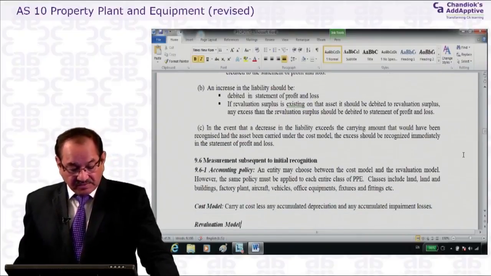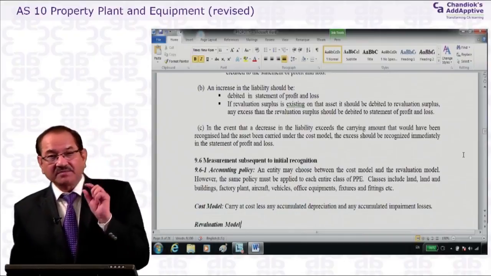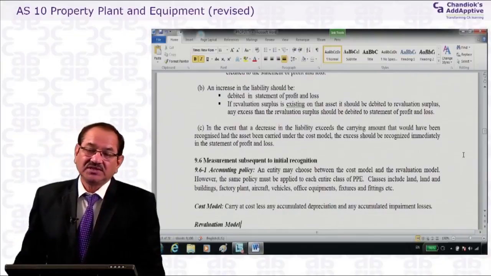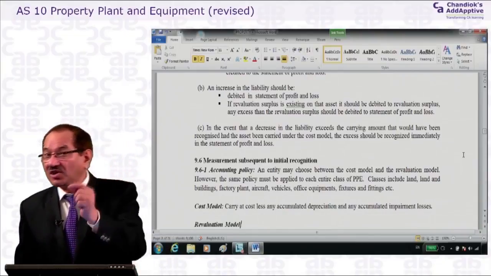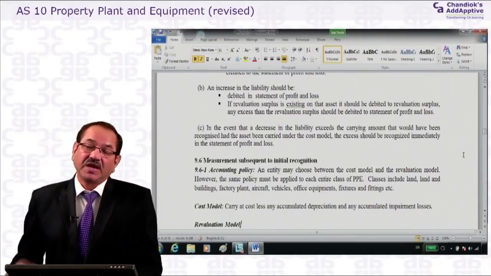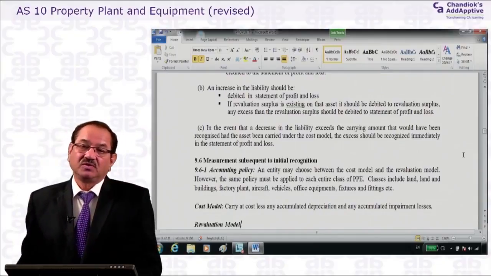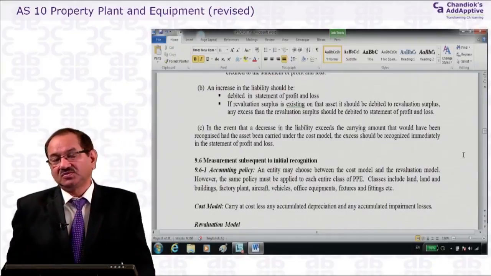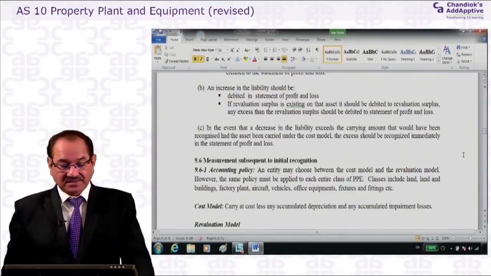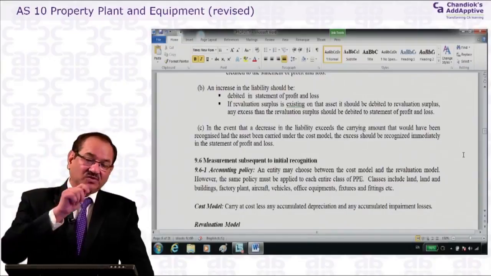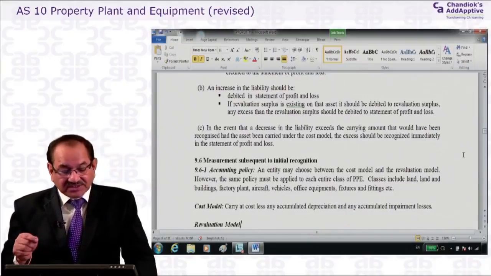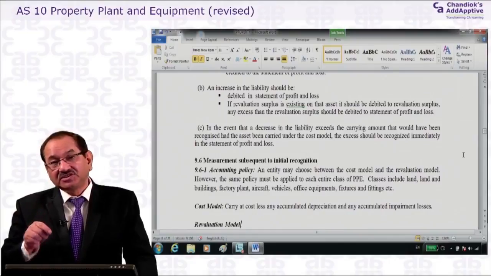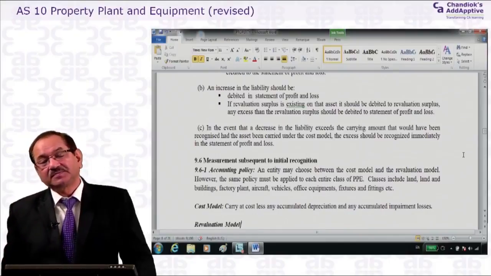Now we will go to, we have in the initial recognition that it will be recognized at cost. And what is the cost we have explained to you. What will happen to the subsequent cost which you have incurred? That we have done also. Now the question is that it was the initial recognition. What about the measurement subsequent to initial recognition?